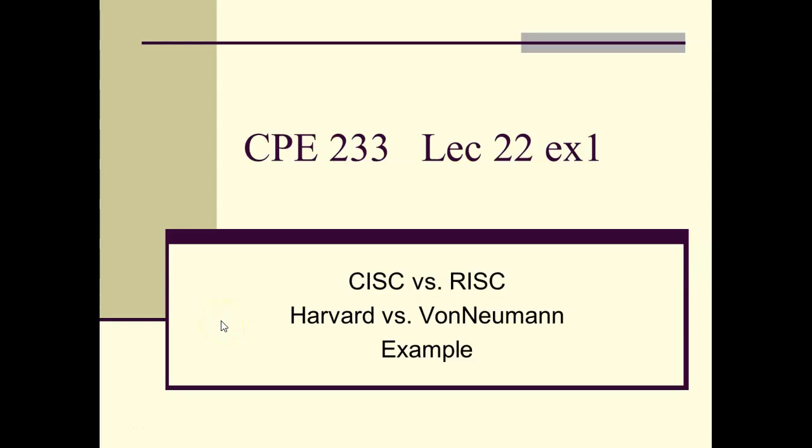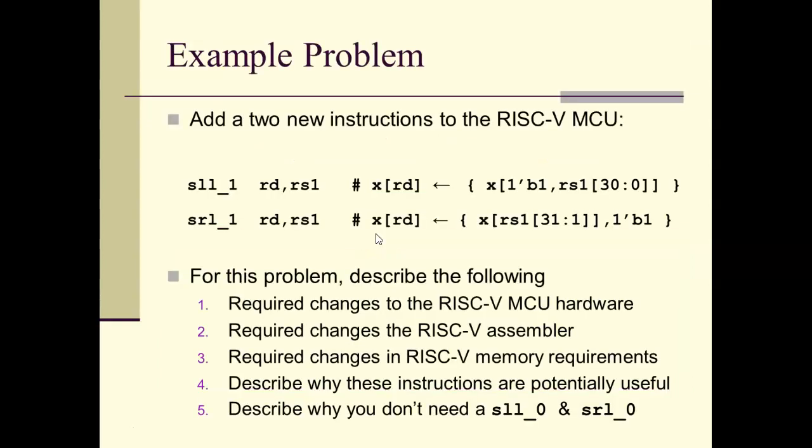Okay, so this is lecture 22, example 1. This is the last type of problem we'll do in the class, the last really new thing we're going to do. Essentially, it's a problem where I'm going to ask you to describe the modifications necessary to add these new instructions.